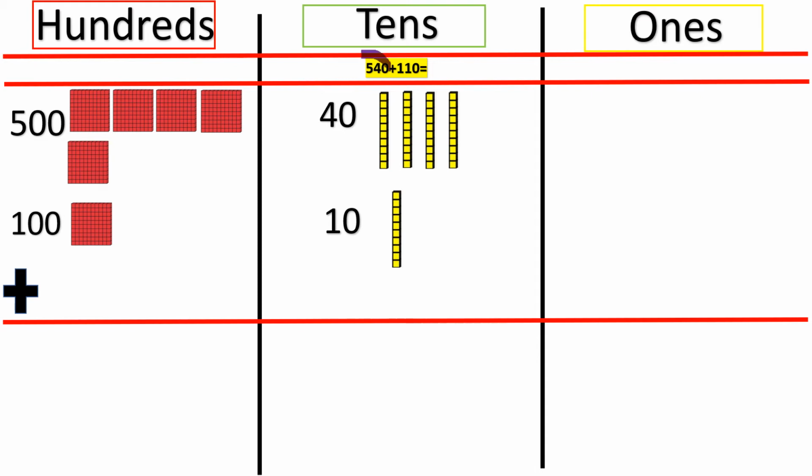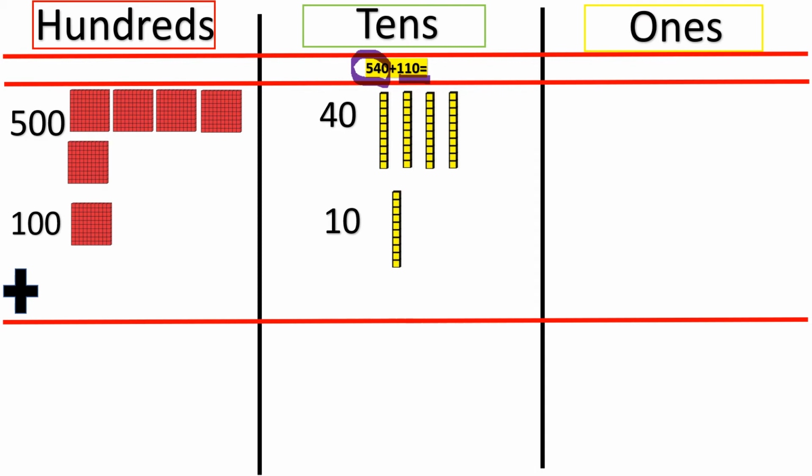First, I took apart the number 540. I have 5 hundreds and 4 tens, 10, 20, 30, 40. Next, I took apart the number 110. I have 100 plus 10.